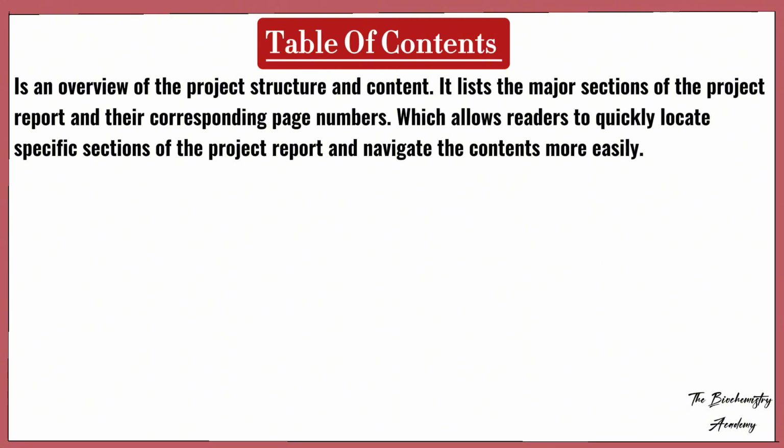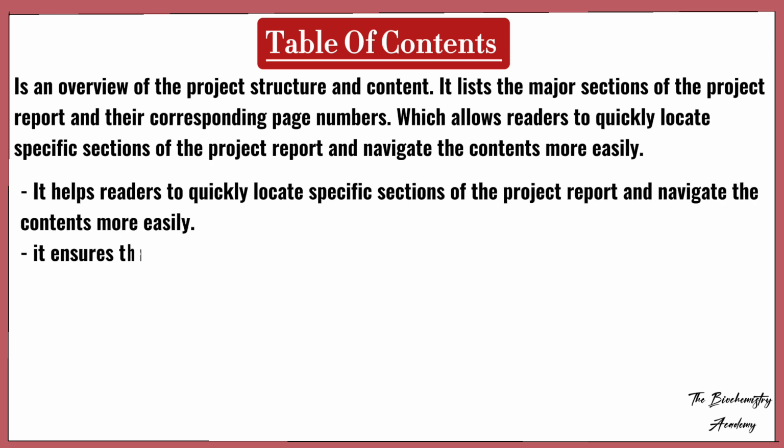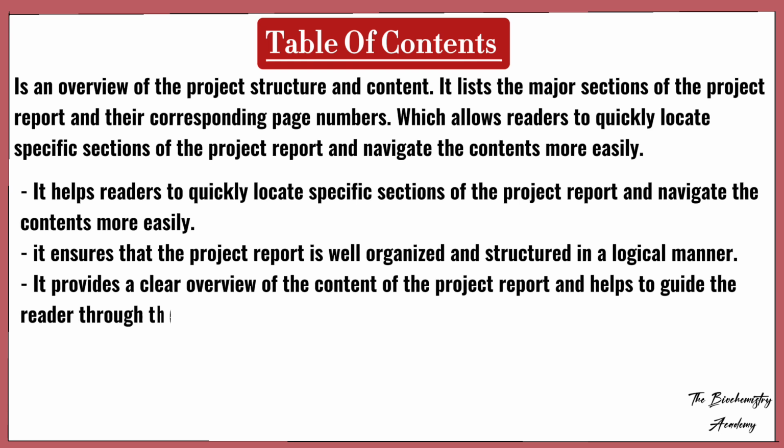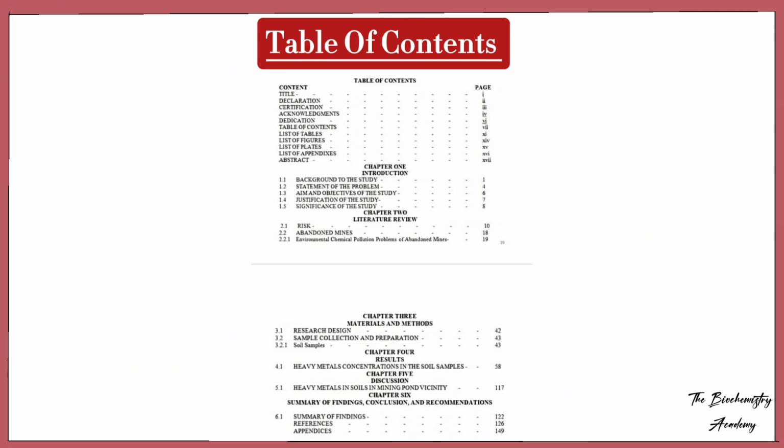It is important because it helps readers to quickly locate specific sections of the project report and navigate the content even more easily. Secondly, it ensures that the project report is well organized and structured in a logical manner. And finally, it provides a clear overview of the content of the project report and helps to guide the reader through the research. Now, an example of a table of contents will look like this.